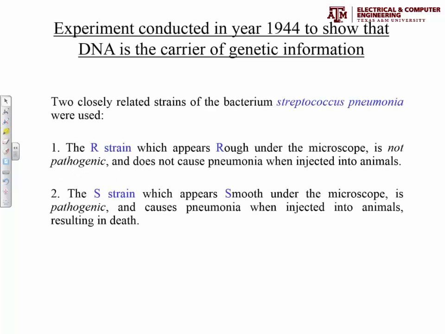So this notion was dispelled by an experiment that was conducted in the year 1944 to show that DNA is the carrier of genetic information. And this is how the experiment went. There were 2 closely related strains of the bacterium Streptococcus pneumoniae used. You want to make a guess what this bacterium will cause? What disease is this bacterium going to cause? It's Streptococcus pneumoniae.